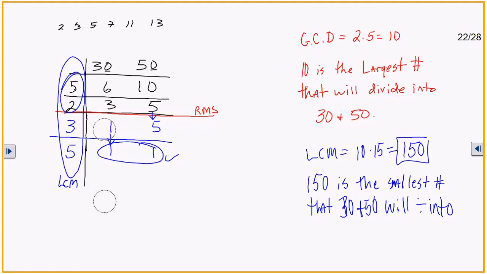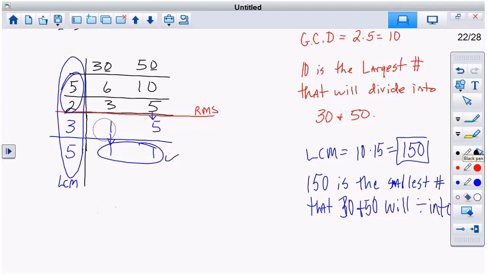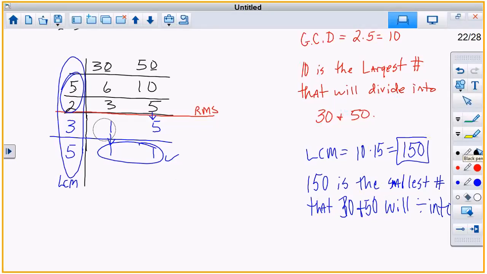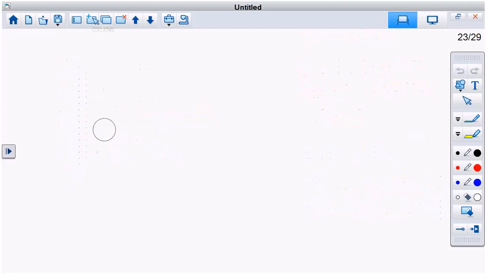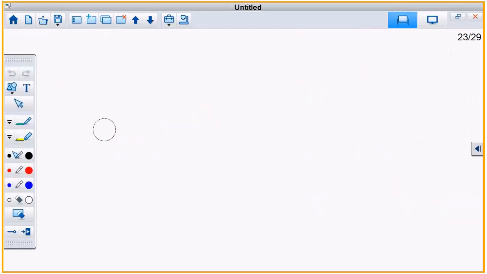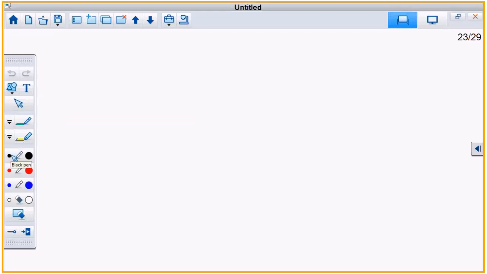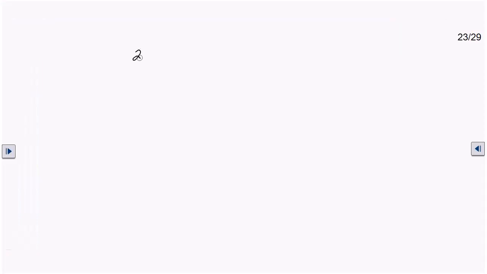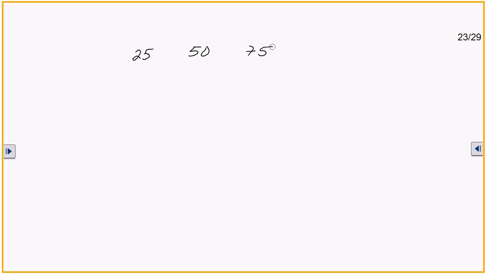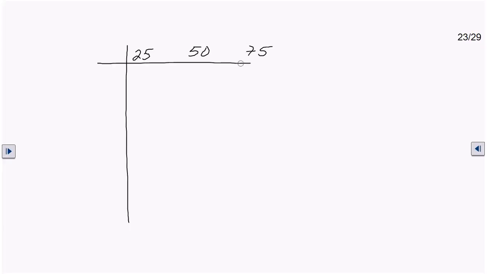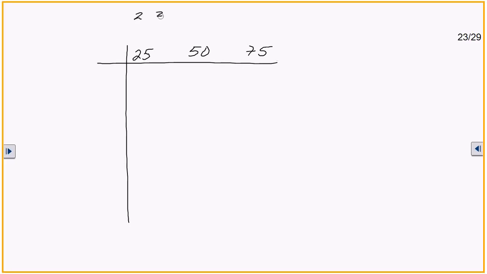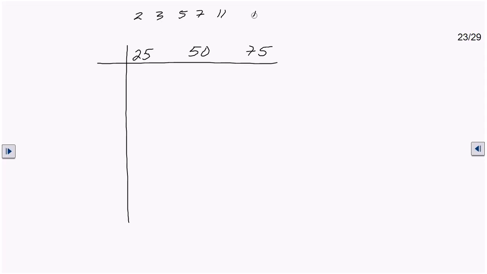We did 2 or 3 with just finding prime factorization. Now we're going to do 2 or 3. I think this is the third one we're going to do with greatest common divisor, least common multiple. I'm going to give you 3 this time. So let's go with 25, 50, and 75. Give you 3 numbers: 2, 3, 5, 7, 11, and sometimes 13.